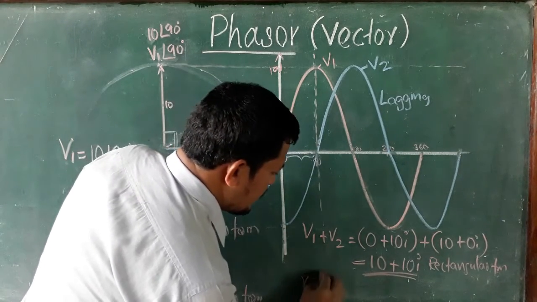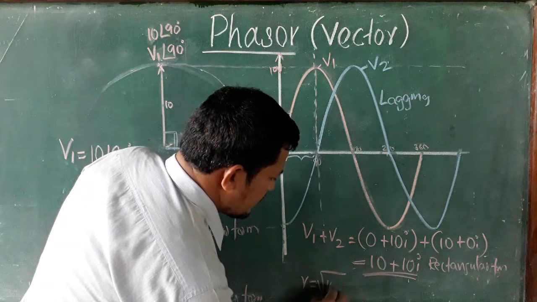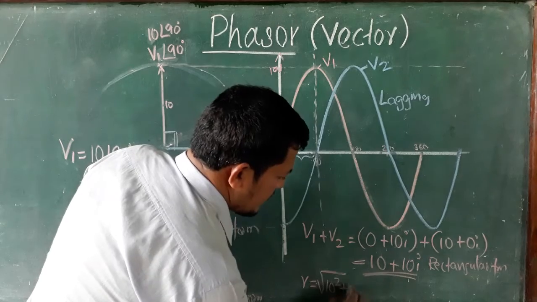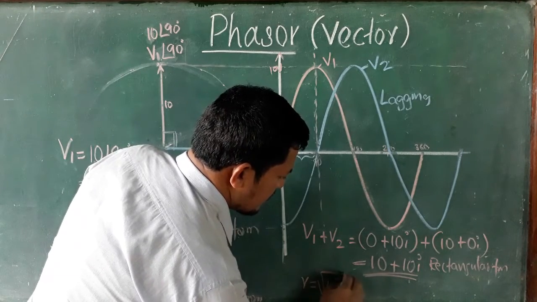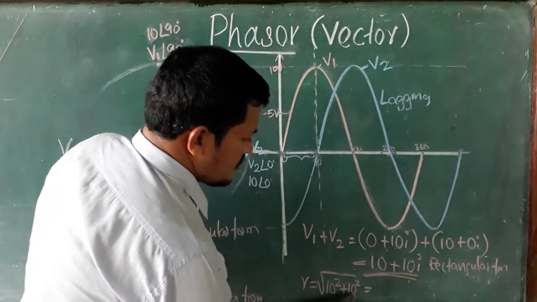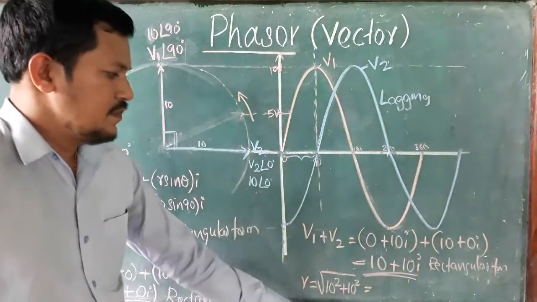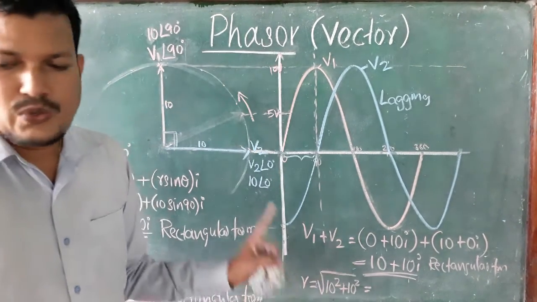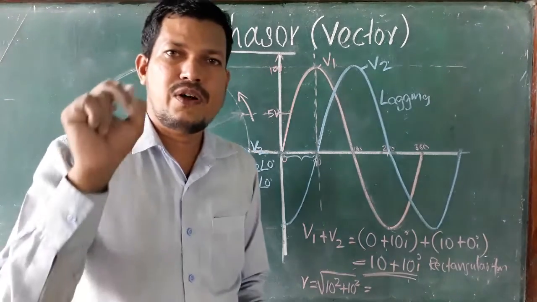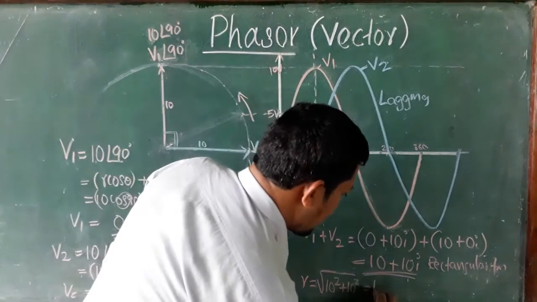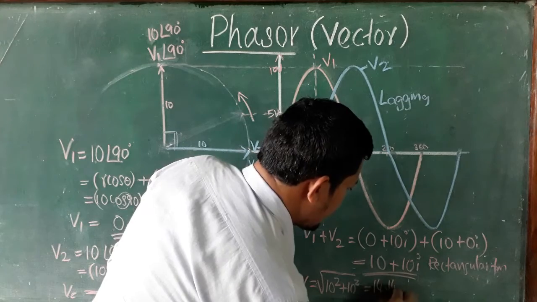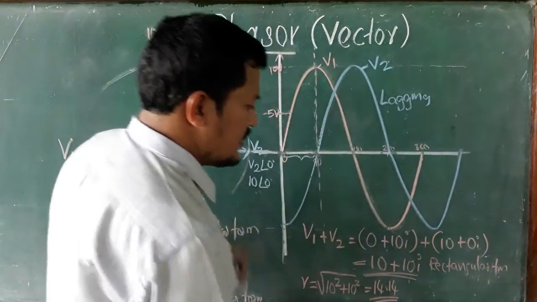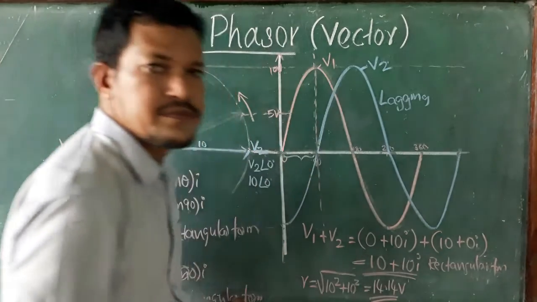So here, magnitude R equals root of real part 10, that is 10 squared, plus imaginary part, again 10, squared. So root of 100 plus 100, that is 200. Root of 200 becomes 14.14. So the magnitude is 14.14, and we are doing everything in voltage, so this much voltage. Clear.